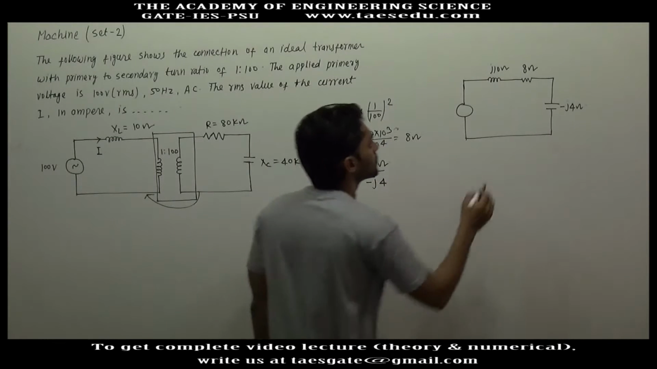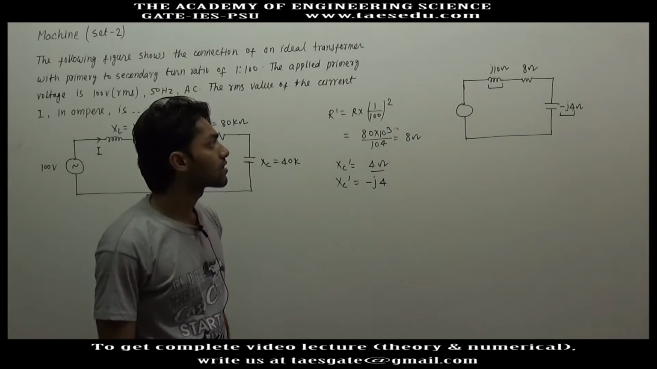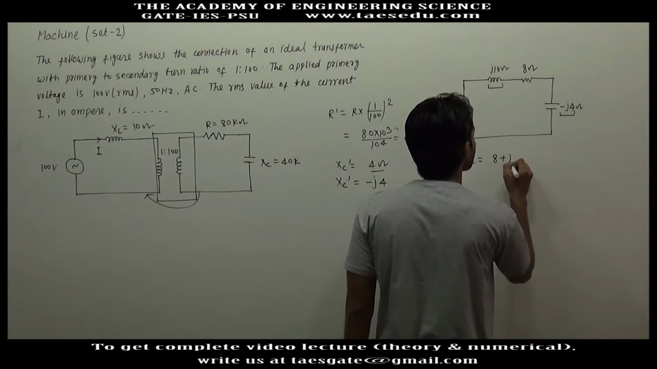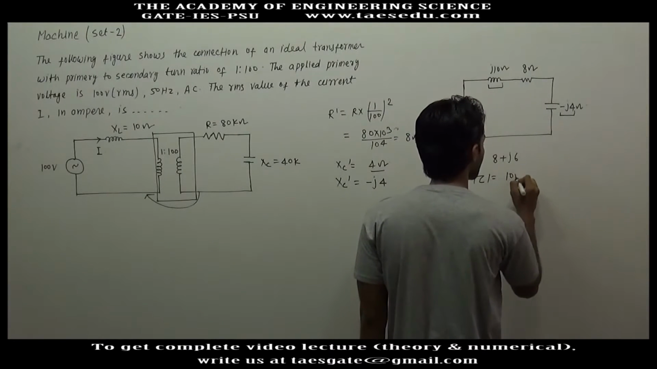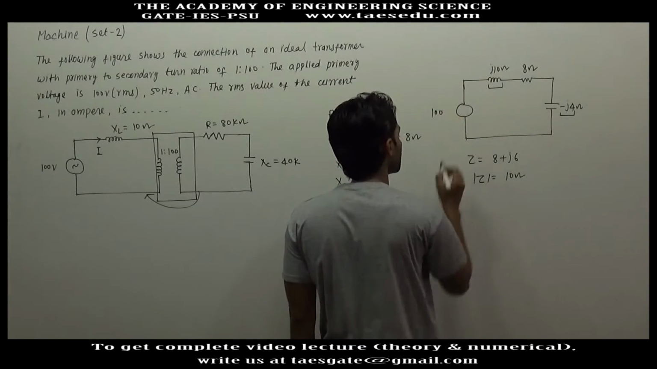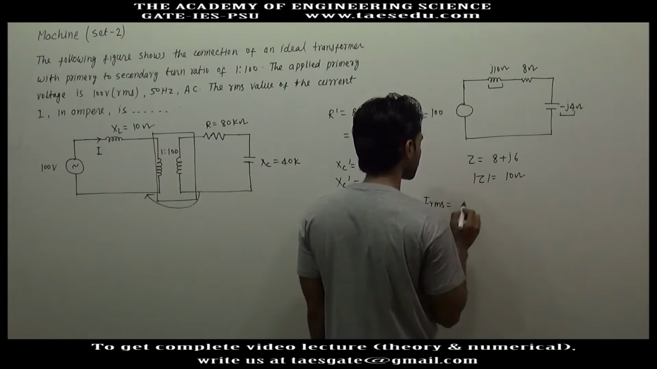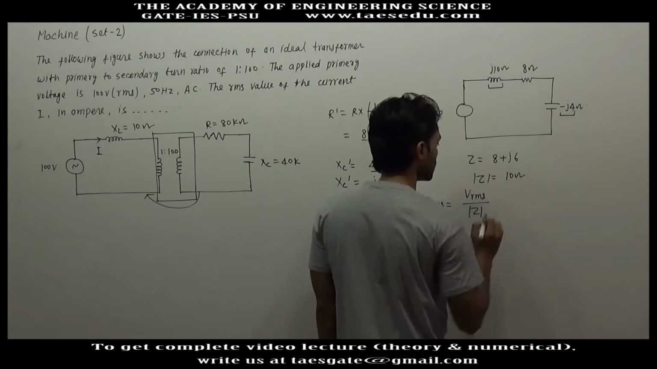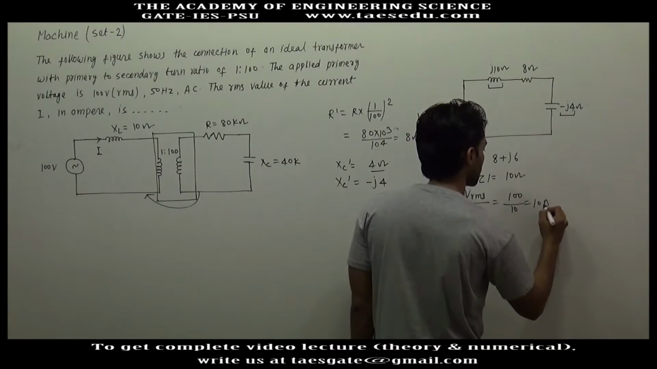J10 minus J4, this will be J6. So overall impedance will be 8 plus J6. So the magnitude of impedance will be root under 8 square plus 6 square, which is 10 ohm. This voltage is 100 RMS. So RMS current will be RMS voltage divided by magnitude of Z. This is 100 divided by 10, which is 10 ampere.